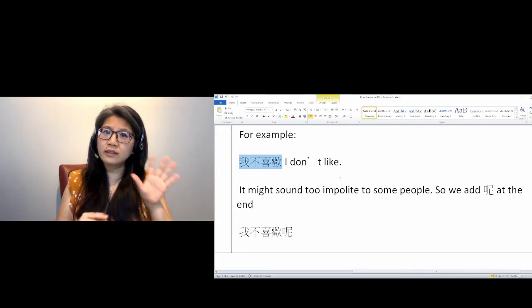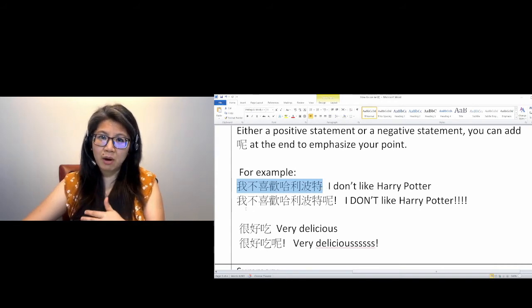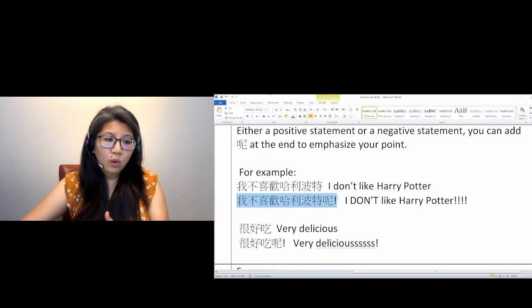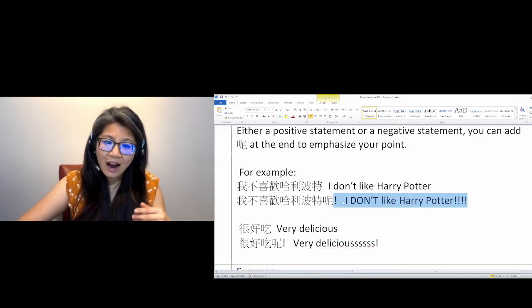我不喜欢呢。Situation 5. Emphasize the tone, either a positive or a negative statement. Add ne at the end to emphasize your point. For example, 我不喜欢哈利波特, I don't like Harry Potter. 我不喜欢哈利波特呢, I don't like Harry Potter.